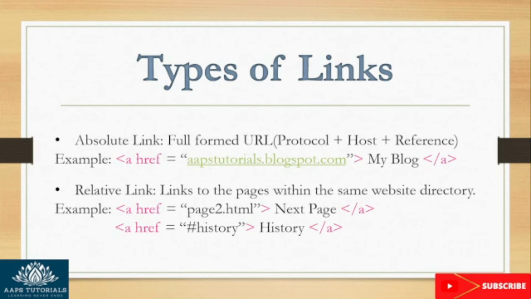The second type of link is a relative link. A relative link links the pages that are present within the website directory of the same website. For example, if you connect the page2.html present in the same folder as homepage of my website, the second example links the different part within the same web page. An anchor tag might be present that will take the user directly to the history part, ignoring all the other parts on that page.